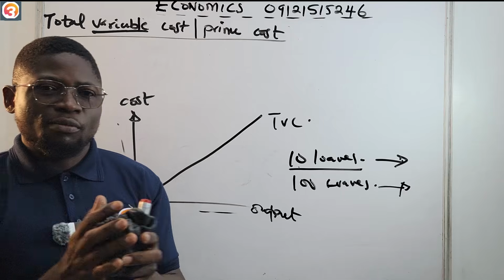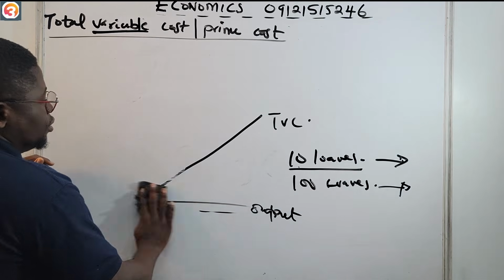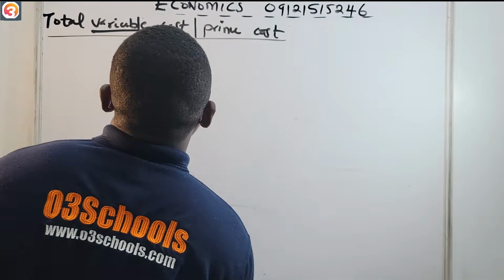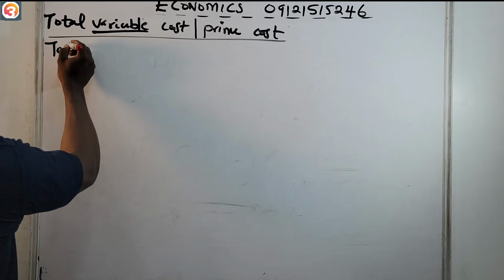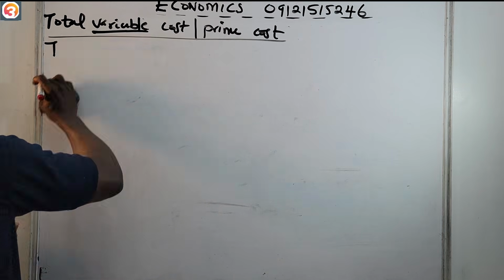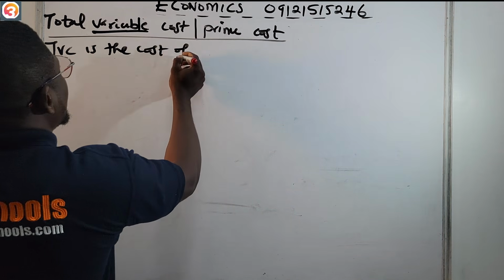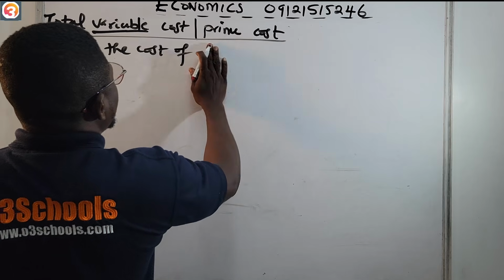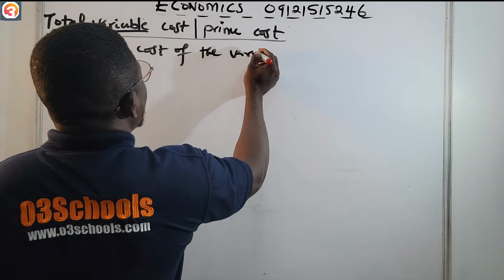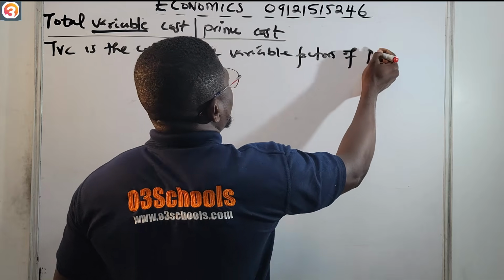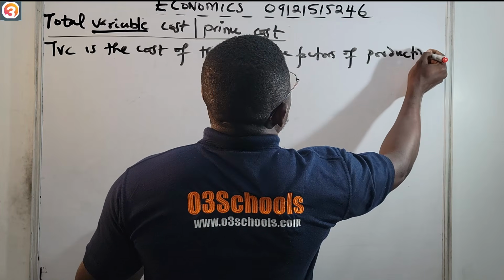Okay, so let us just have some notes down. All right, some notes. So say total variable cost, I'll shorten it as TVC. TVC is the cost of all of the variable factors of production.